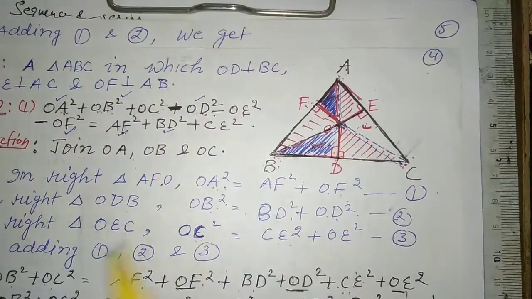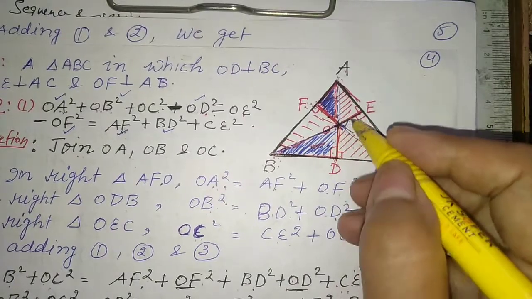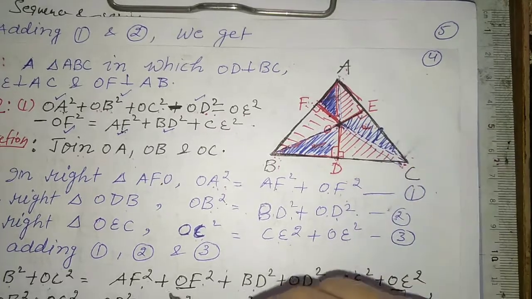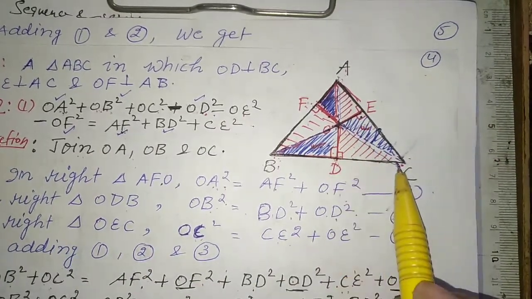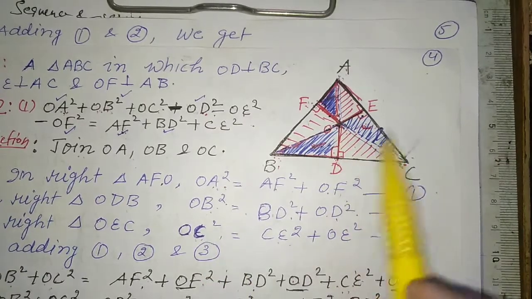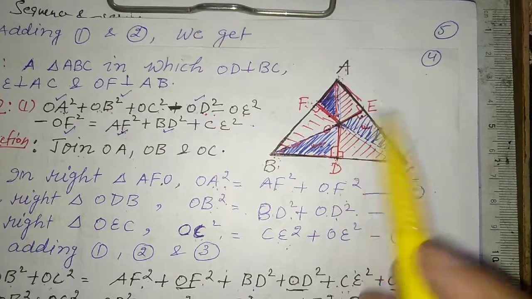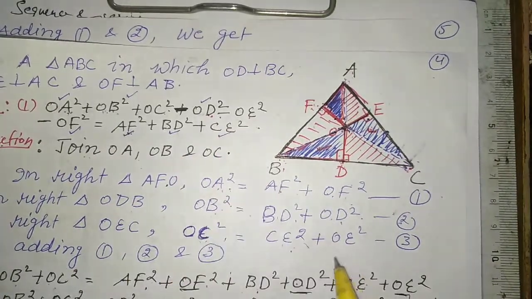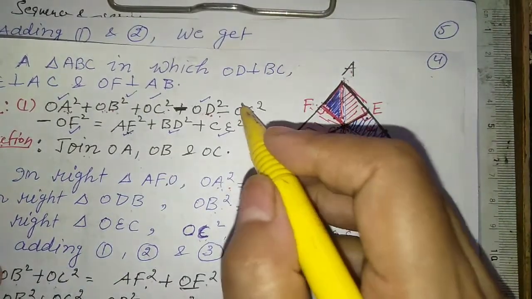Now 3 are left. Because of this sequence we come to know that we will choose this triangle. Here E is 90, so OC is the hypotenuse. OC square is equal to CE square plus OE square. We are getting CE, OC and OE here.